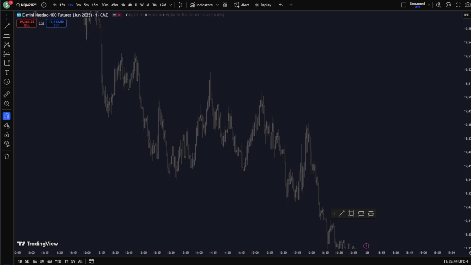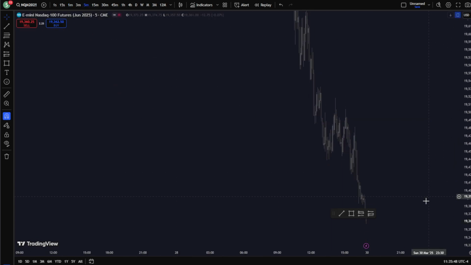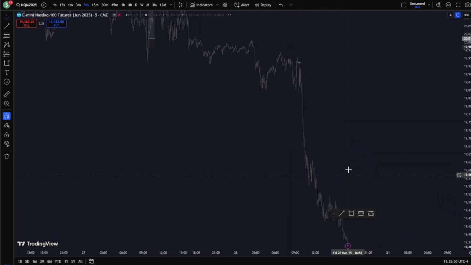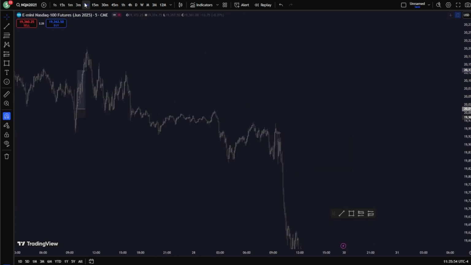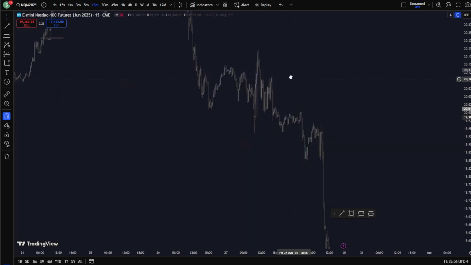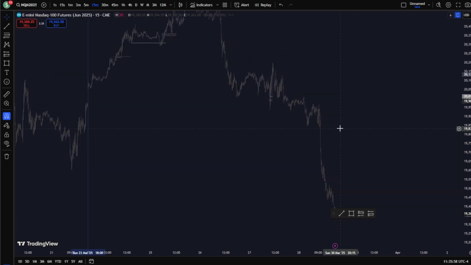Do you only use standard deviation on the high time frame? It doesn't have to be that high time frame. You can be using it on the 3 minute, 5 minute. 1 minute is a little bit crazy maybe, but definitely 3 and 5 minute and 15 minute.